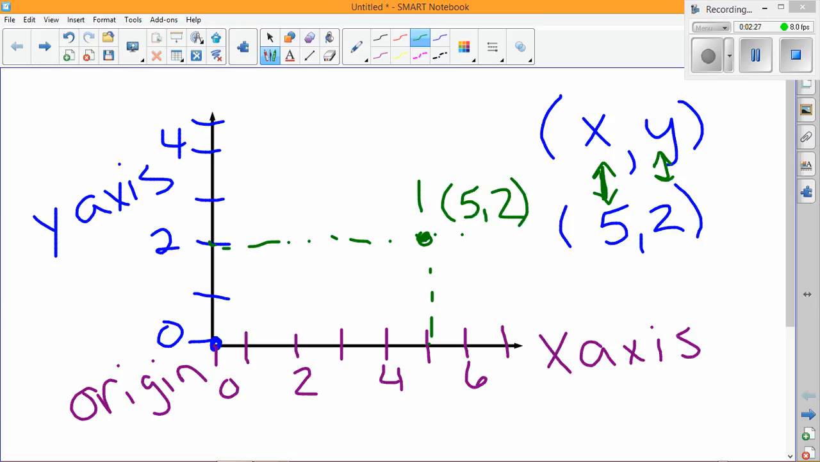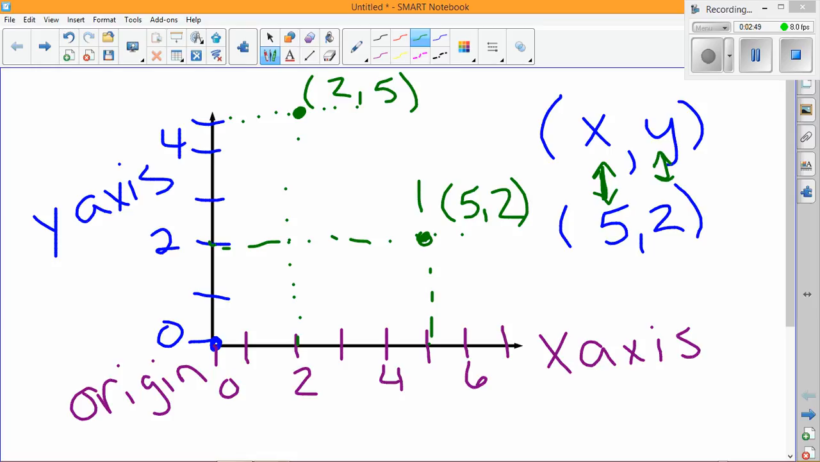It's important to note that the order matters. If I was plotting the point (2, 5), 2 would be the x value, so it would be this imaginary line that goes up from 2, and 5 would be the y value, this imaginary line that comes from that y. So it would be this point right here would be (2, 5).